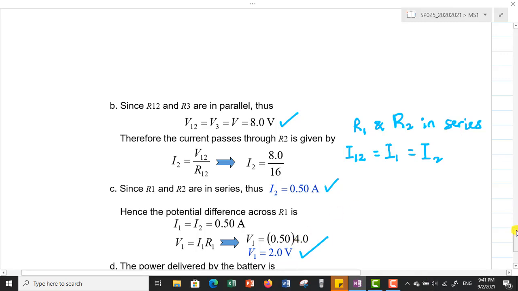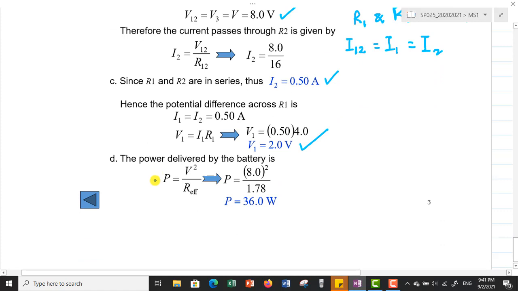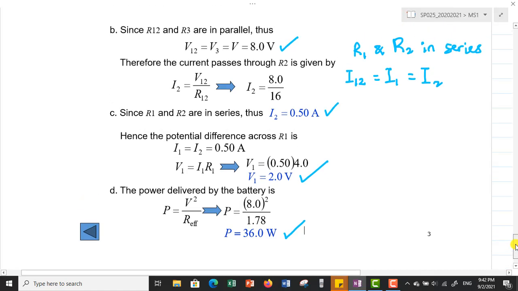Okay, now we want to find the power delivered by the battery. The power is V squared over R. Why do I choose this? Because I know the total voltage that's supplied by the battery. The voltage supplied by the battery will be given to all three resistors. So remember, you are going to use the effective resistance here. The voltage of the battery is 8 volt, over the total resistance in the circuit, which is 1.78. So I'll get the power delivered by the battery as 36.0 watts. So this is how we apply the concept to solve the questions.